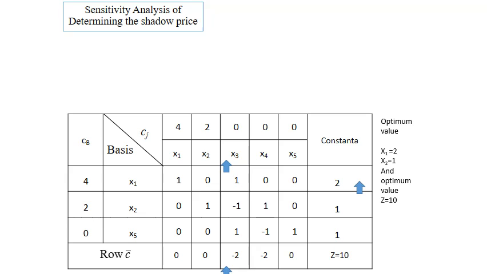So for example, if the constant of x1 goes up from 2 into 3, then the z will go up from 10 into 12. But on the contrary, if x3 goes up, then the z value will go down from 10 into 8. That means that the shadow price of the first constraint is 2.